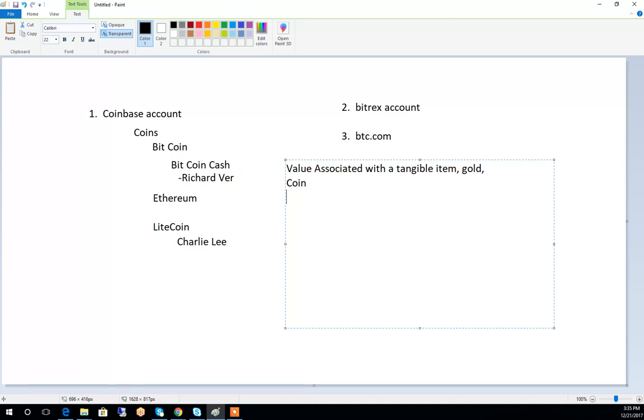All right, so what is a coin? Well, people are saying it's just a digital asset. It's a digital dollar. Well, that's true, but the coin represents something. So coins are going to be representative of something. So what is that something?